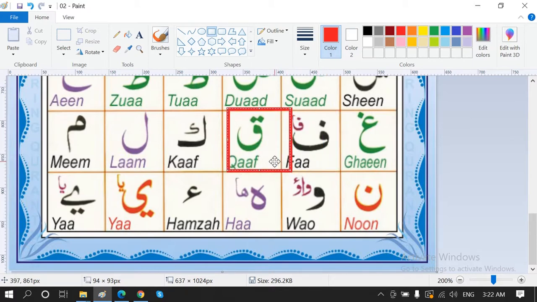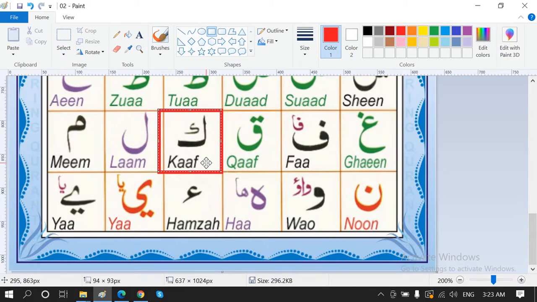Okay. Next is qaf. The sound of qaf comes from the root of the tongue and the soft palate. Qaf. Qaf should be pronounced heavily, and boldly. Qaf.